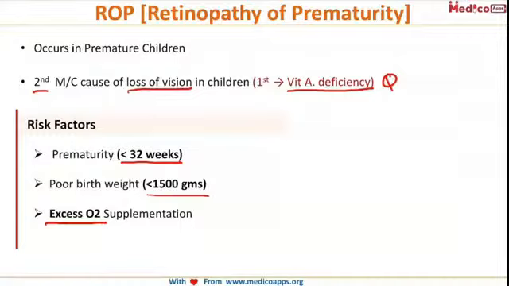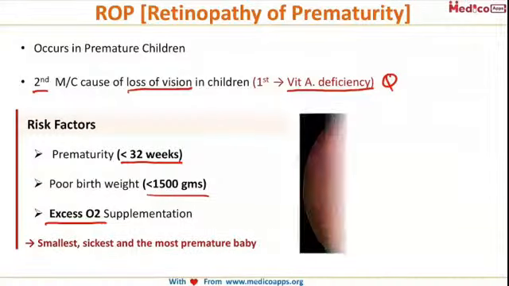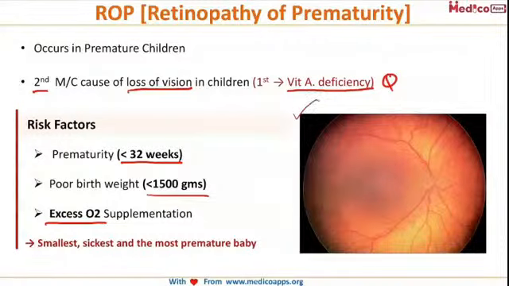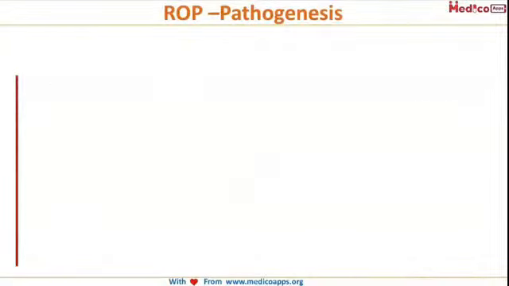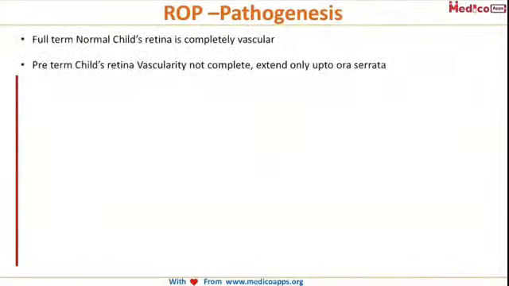Now, an easy and simple line to remember the predisposed children of ROP is: it is the smallest, sickest and the most premature baby that is predisposed to this condition called ROP. Let's look at the pathogenesis. We all know that the retina of a full-term normal baby is completely vascularized. However, in a premature baby, the retina will not be completely vascularized. It is only vascularized up to the ora serrata. That is, there is incomplete vascularization of the retina.